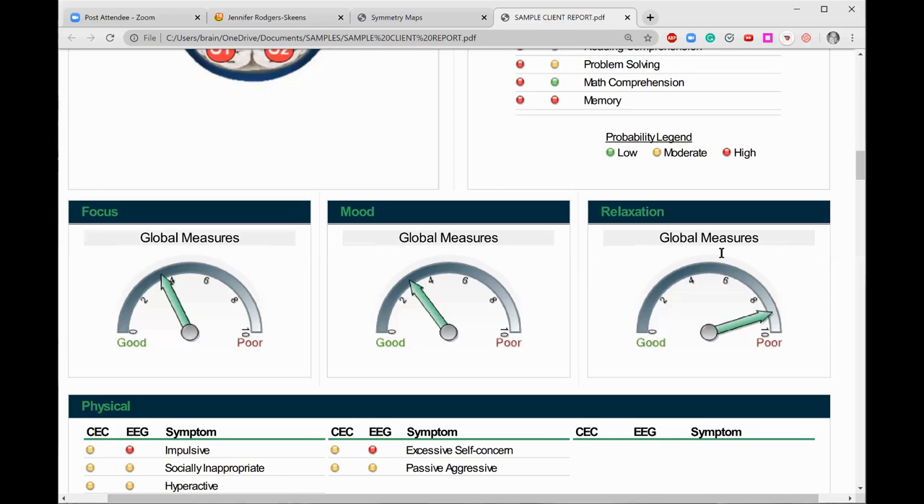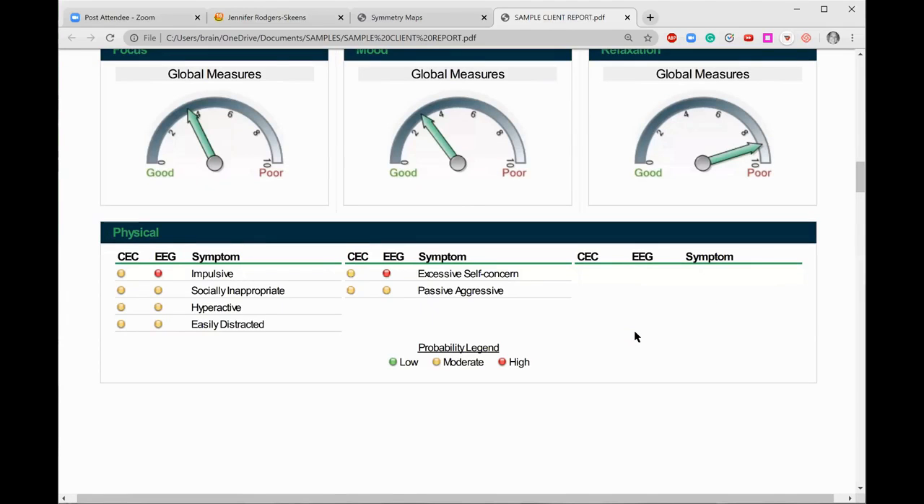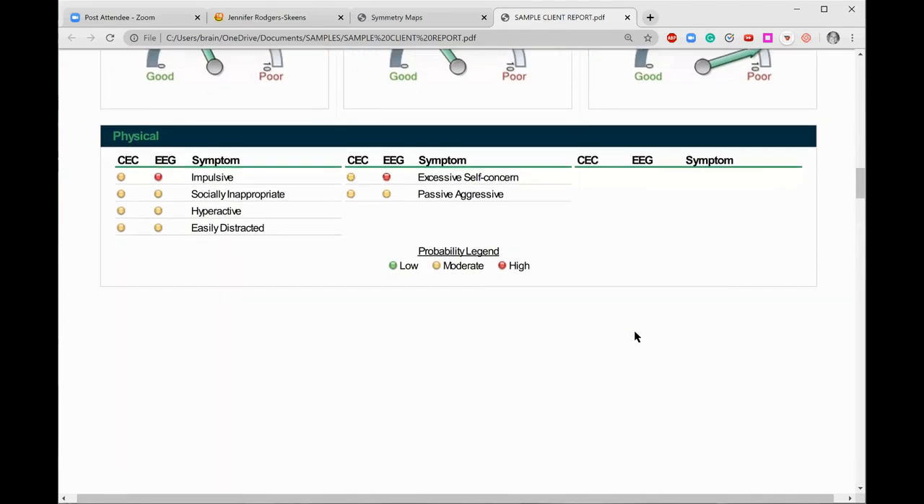That means a sense of restlessness, sometimes sleep issues, maybe migraines, anxiety, panic attacks, worry, things like that come into play when anyone shows dysregulation on this relaxation global measure meter. In this example, the person's over a 90% probability that they suffer from this type of dysregulation and potentially some of those associated symptoms. Once we pass those global measure meters, we now have a box that says physical.